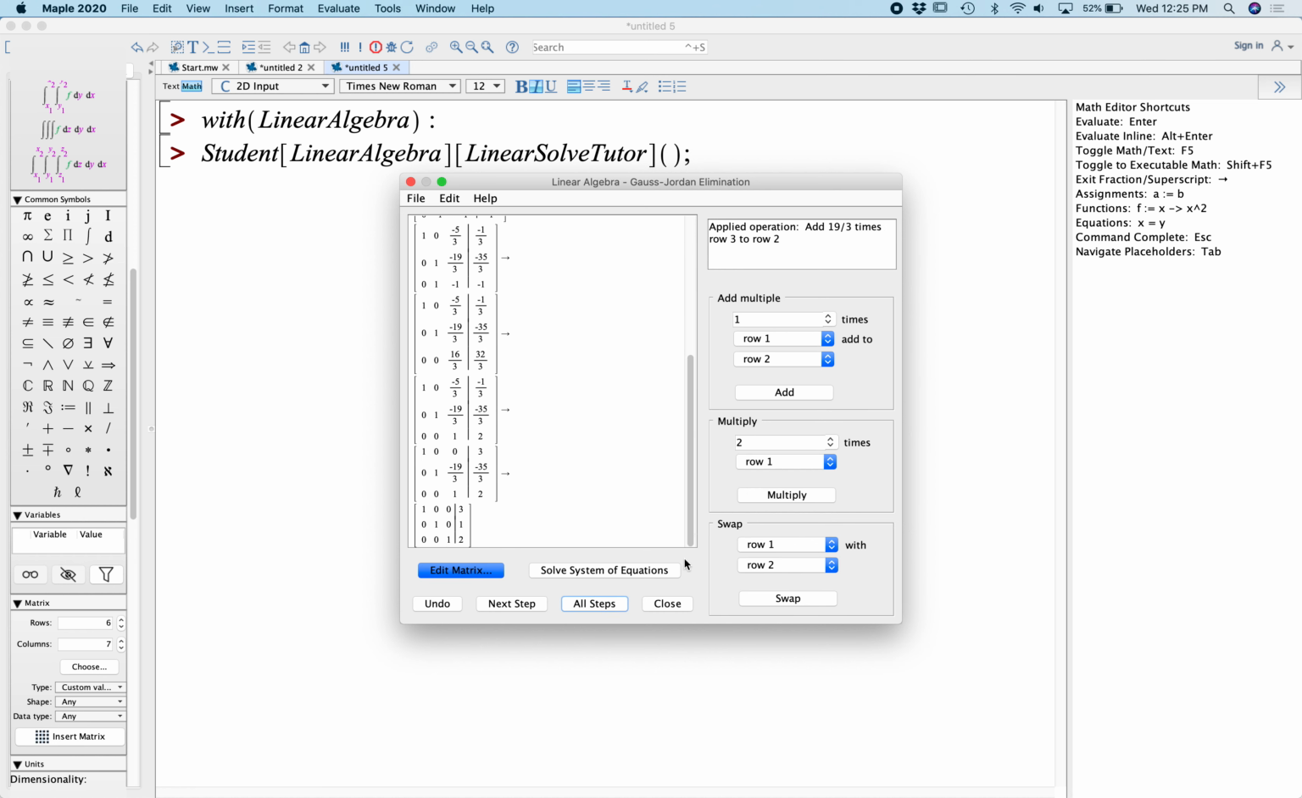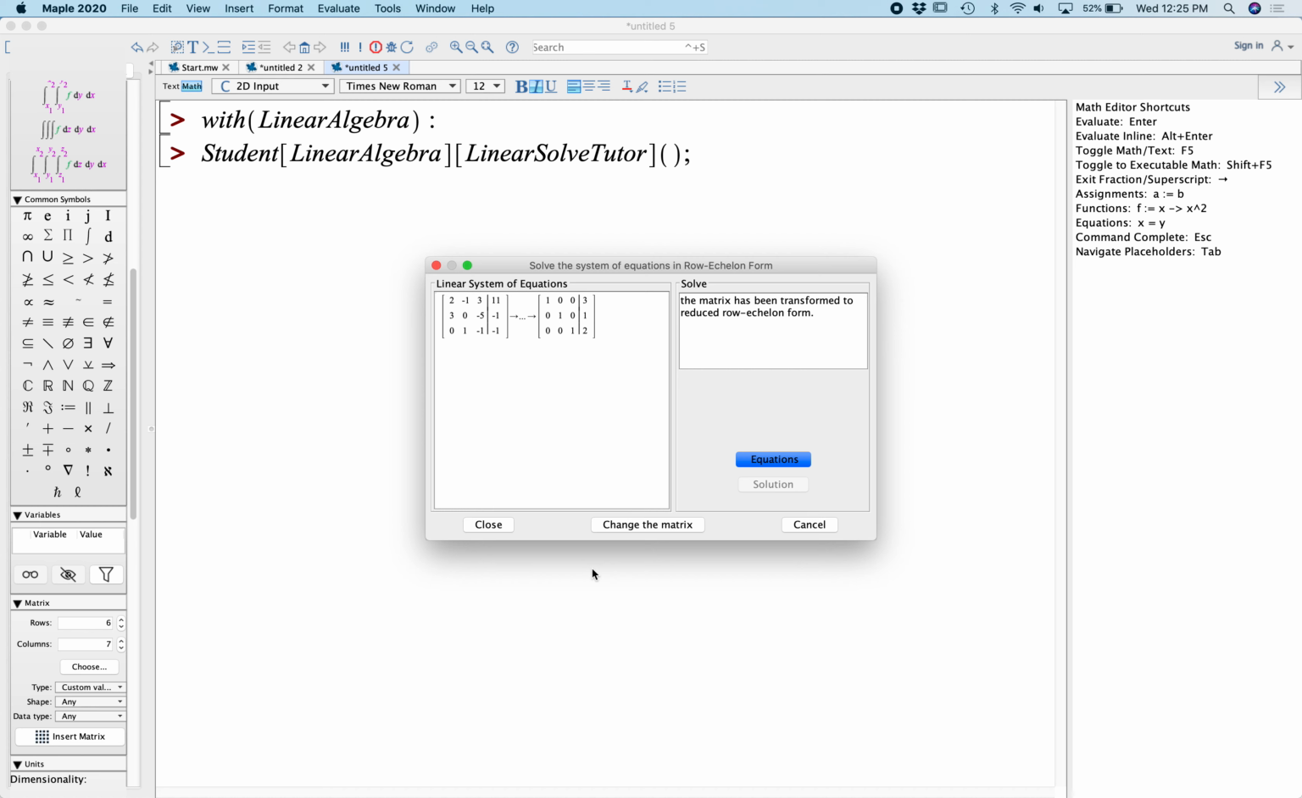We have the reduced echelon form: 1 0 0 3, 0 1 0 1, 0 0 1 2. In the equations case, x1 equal to 3, x2 equal to 1, x3 equal to 2. So our solution is x1 equal to 3, x2 equal to 1, and x3 equal to 2.